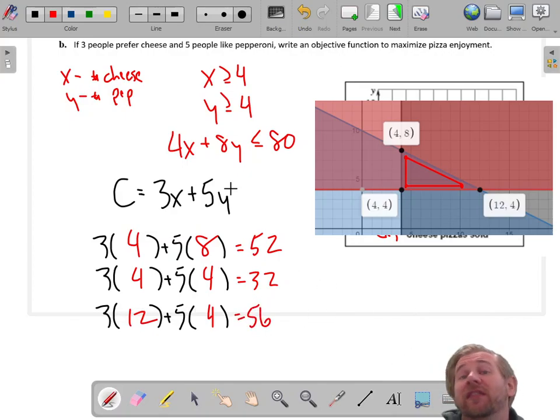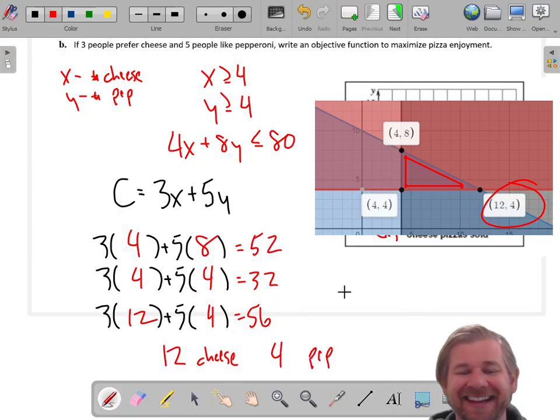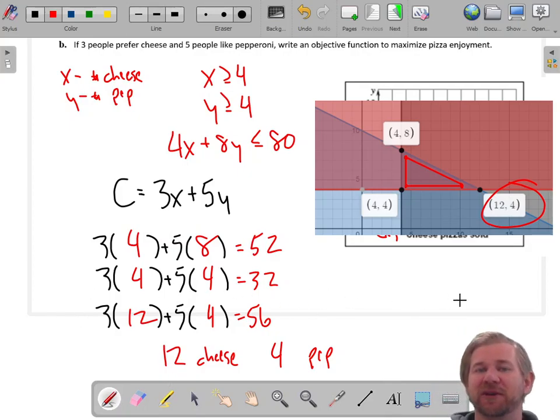So if I want to make the most people happy, I should get 12 cheese pizzas and 4 pepperoni pizzas. 12 cheese and 4 pepperoni gives us a happiness score of 56. Okay, that's the best you can do. You can't make everybody happy, but if you total them all up, buying that combination of pizzas will make the most amount of people happy.